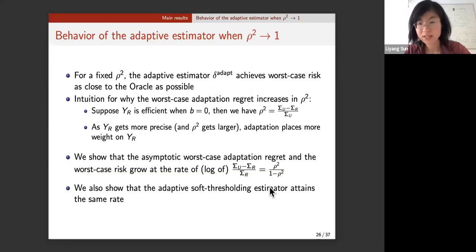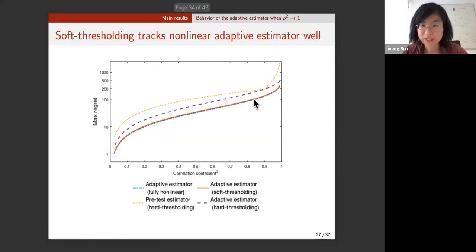So let me quickly go through the rest of the results. Firstly, for fixed correlation coefficient, we can solve for the adaptation problem. And we can also show that the worst case adaptation regret would increase to infinity as the correlation coefficient gets close to 1, which is equivalent to saying that the restricted estimator is very precise to the point that it's a number. So the growth rate is at a log rate, and this is also achieved by the self-thresholding estimator, which confirms how these two estimators have very similar behavior.